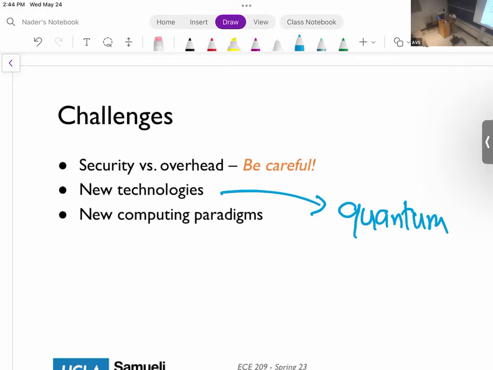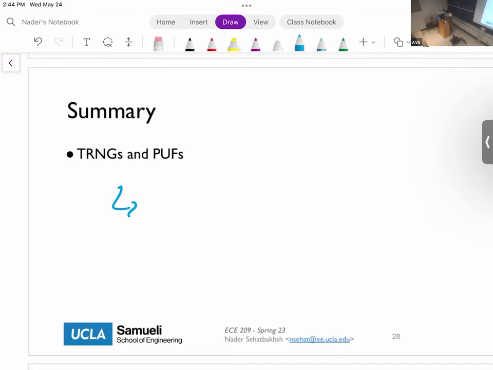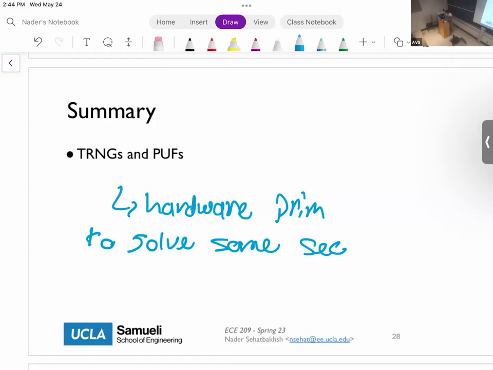So that's the summary of true random number generators and PUFs. The idea here is that we're going to use some hardware primitives to help us solve some of the security problems that we have. And as I said, there are other things such as TPM, trusted execution environments, tamper resistance, et cetera. We talked about some of them in the class. Some of them, if you're interested, definitely go and take a look.